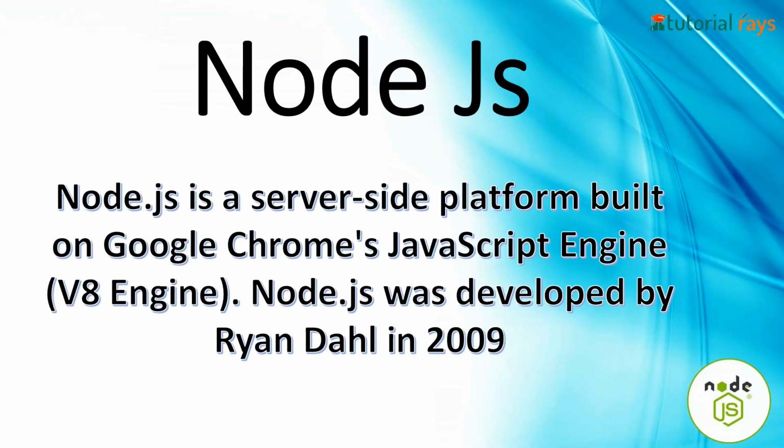So Node.js is a server-side platform built on Google Chrome's JavaScript engine called V8 engine. So what is V8 engine? V8 engine is software which was used primarily in Chrome browser. Later, that same software was also used in Node.js. Node.js was developed by Ryan Dahl in 2009. So let's see just a glimpse of what V8 engine is.